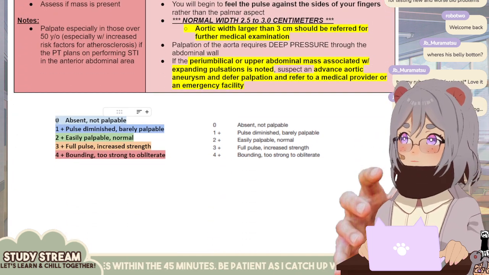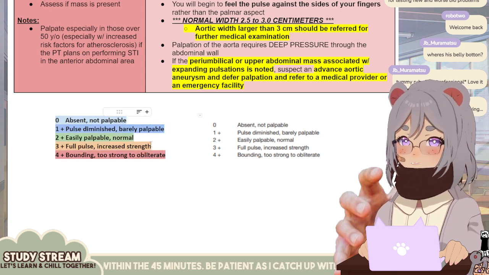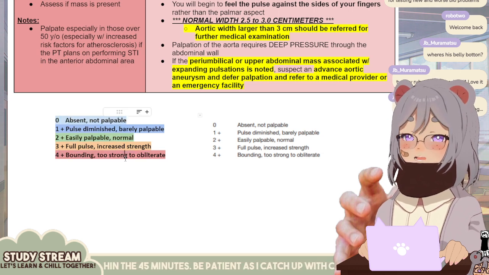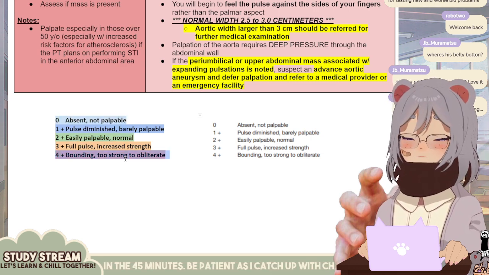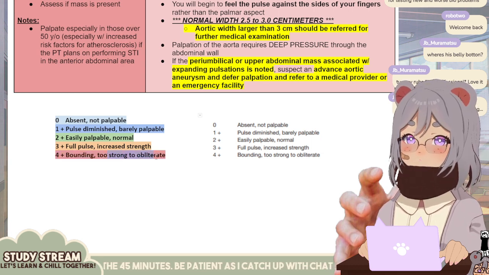So remember that time where I was like, yeah, let's talk about pulses? Same thing here, but in color, basically. We did talk about 2 being normal, 0 being absent, and 4 being like, yeah, that bad boy is going. Even if you try to press on it, it is too strong to obliterate.